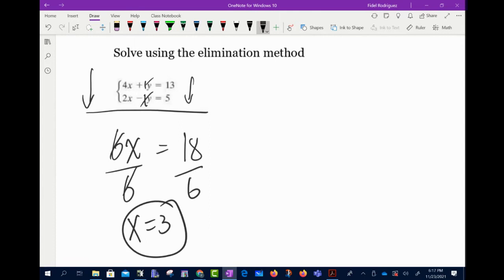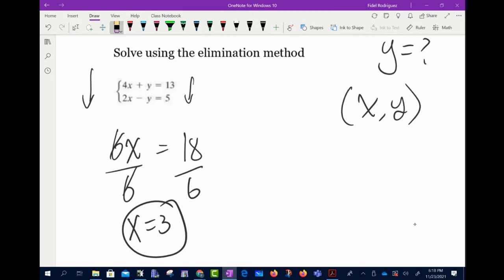Okay. So now that we have x equals 3, remember, we still need to find the value of y, because every one of these is going to be written in the form x and y. So what do we do? We can go back to either one of those equations. We can use the top one, we can use the bottom one. Which one do we use? We get to pick. I'm going to pick the top equation right here.